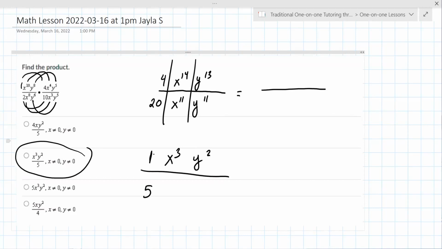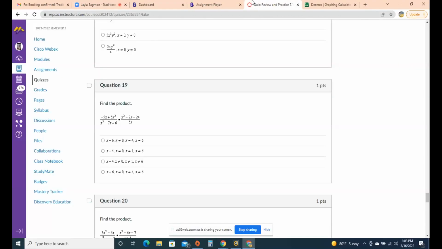Okay, now I'll share my screen for the next one. Okay, so we're up to 19 now. Mm-hmm. Okay. All right, so I'll share my screen.